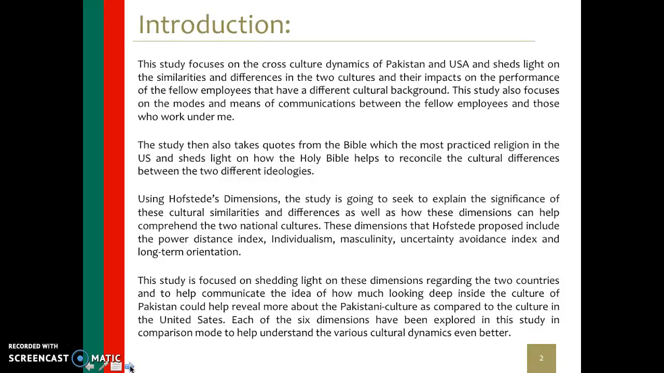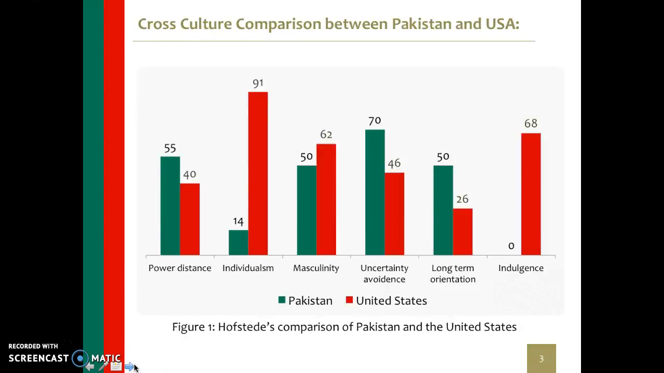What I found most interesting is how Hofstede's power distance index, the individualism, the masculinity, the uncertainty avoidance, and long-term orientation really revealed ways that we can understand our connections to Pakistan better, but also we can understand why there are differences. As you can see, there are some striking differences between Pakistan and the United States.